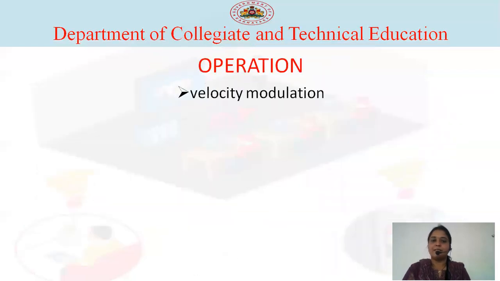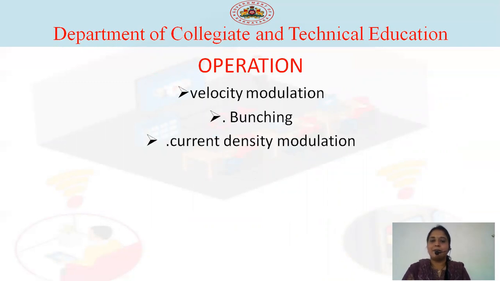Now the operation, how it is operating: there are mainly three things happening. One is the velocity modulation, second is the bunching, and third is the current density modulation. Velocity modulation means what? Without any input signal, all the x, y, z will move with their own velocity, and they will reach one after the other. First will reach x, afterwards y, afterwards z.